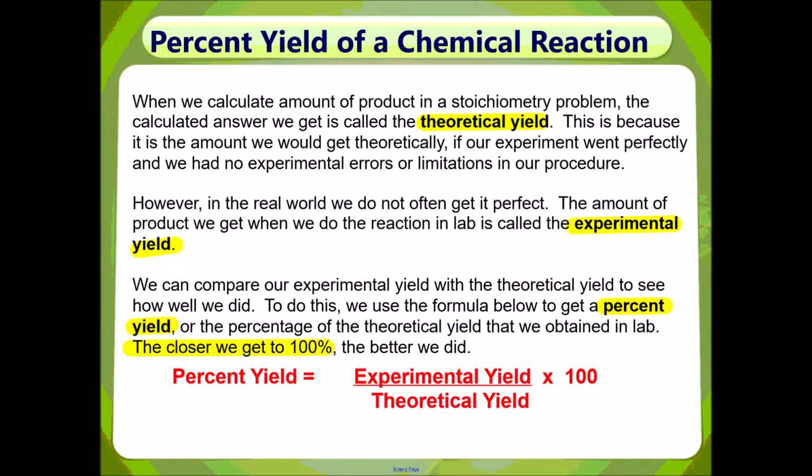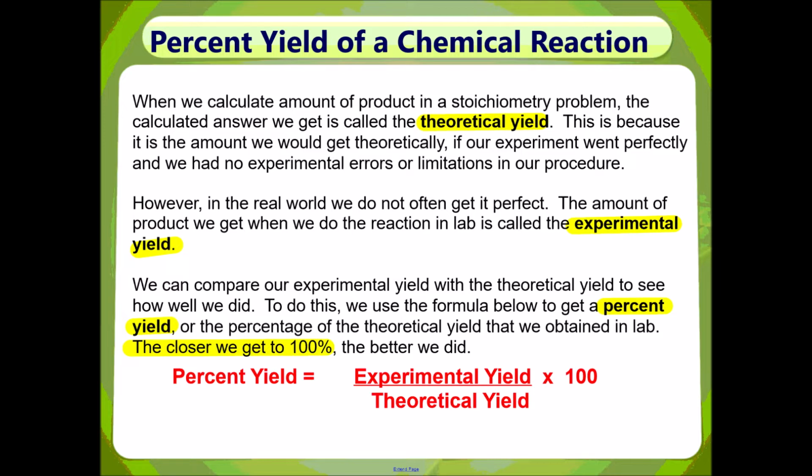When we calculate the amount of product in a stoichiometry problem, the calculated answer we get is called the theoretical yield. This is because it is the amount we would get theoretically if our experiment went perfectly and we had no experimental errors or limitations in our procedure. However, in the real world, we do not often get it perfect. The amount of product we get when we do the reaction in lab is called the experimental yield.